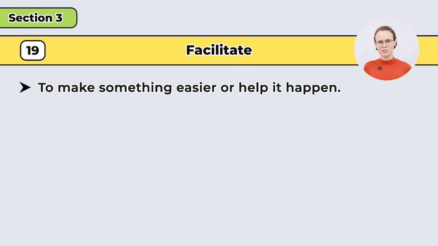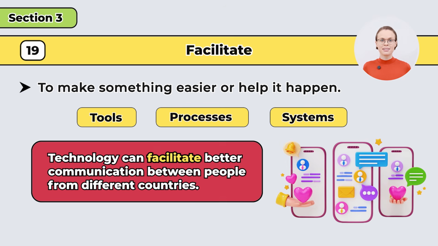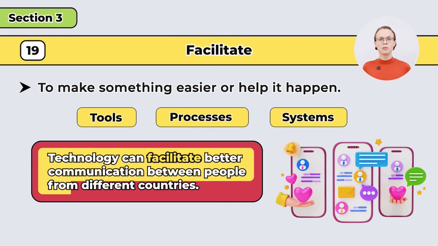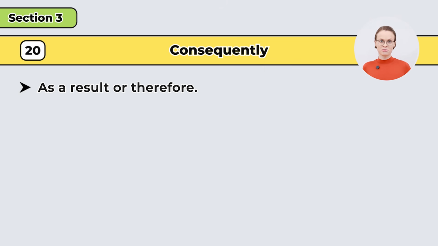This verb appears when discussing tools, processes, or systems that enable or support particular outcomes. You might encounter, technology can facilitate better communication between people from different countries. Moving on, consequently means as a result or therefore.